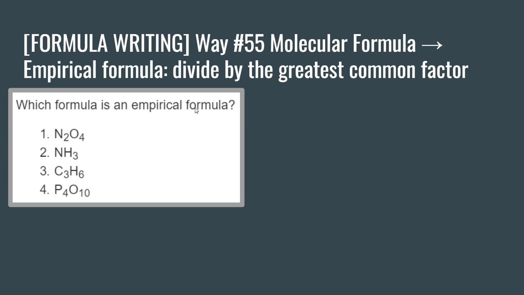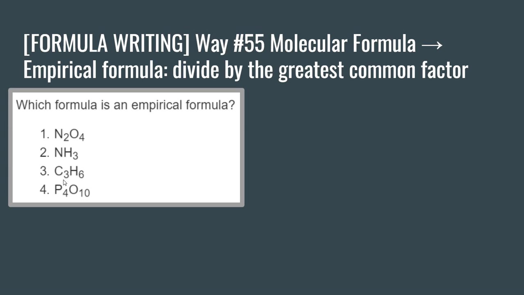The key difference between a molecular and empirical formula is that you can no longer reduce an empirical formula. So for example, notice that the ratio of choice 1 is 2 to 4. Well, 2 is a common factor of 2 and 4, and we could reduce this to N1O2 if we divide that number by 2. Notice answer choice 2 cannot be reduced in such a way because there's no greatest common factor of 1 and 3 other than 1 itself.